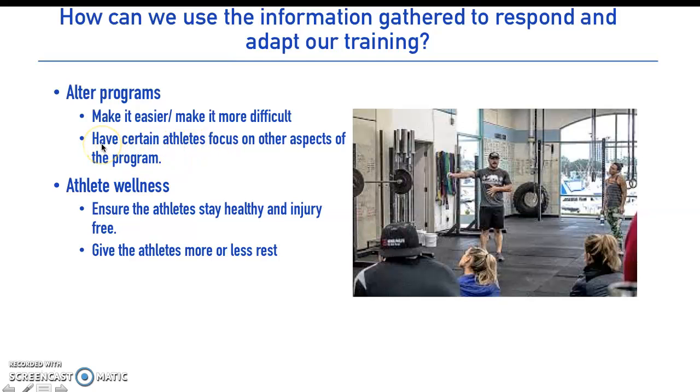Okay, so we can always have a look at certain athletes and we can see whether or not we can have them focus on different aspects of the program, if they are weaker or if they are better in certain aspects of the training.